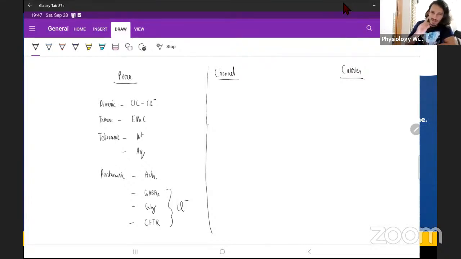So I'll just draw one example over here. Tetrameric means 4 subunits. Okay, so we have 1 subunit, 2 subunit, 3 subunit, 4 subunit. This is what it means. Aquaporins are also tetrameric, 1 subunit, 2 subunit, 3 subunit, 4 subunit. Basically, this is what it means. Okay, dimeric means this is 1 subunit, 2 subunit.